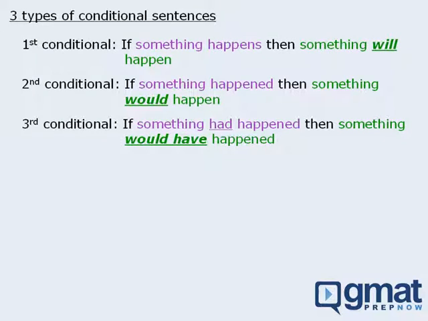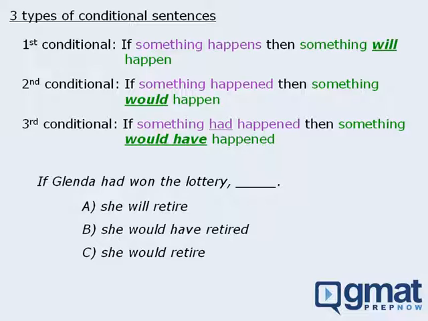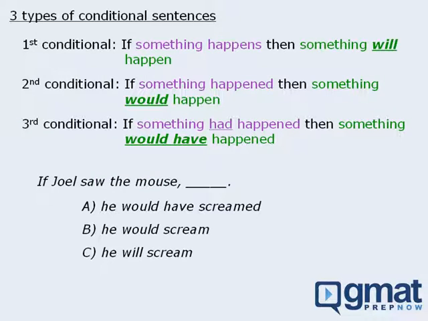Alright, so how will all of this be tested? Well, you'll be tested on your ability to recognize the structure required to match up with a given structure. Here's an example. Which of the following best completes this sentence? Well, since the if part here, had won, is expressed in past perfect tense, this indicates a third conditional, which means the then part must be a clause beginning with would have, as in, if Glenda had won the lottery, she would have retired. All right, let's try another one. Which of these best completes the given sentence? Well, since the if part here is expressed in simple past tense, this indicates a second conditional, which means the then part must be a clause beginning with would, as in, if Joel saw the mouse, he would scream.